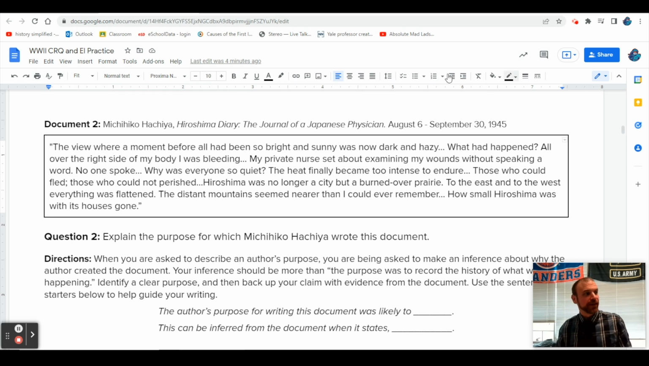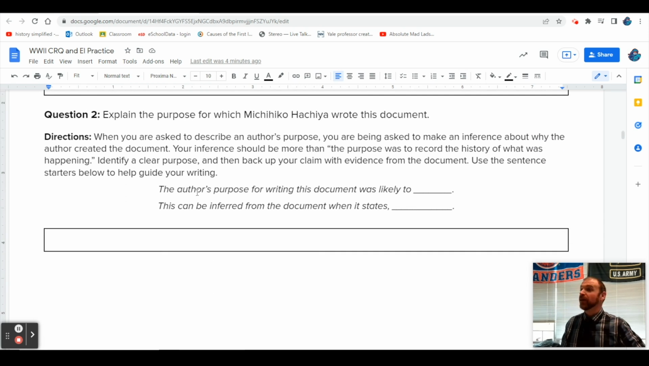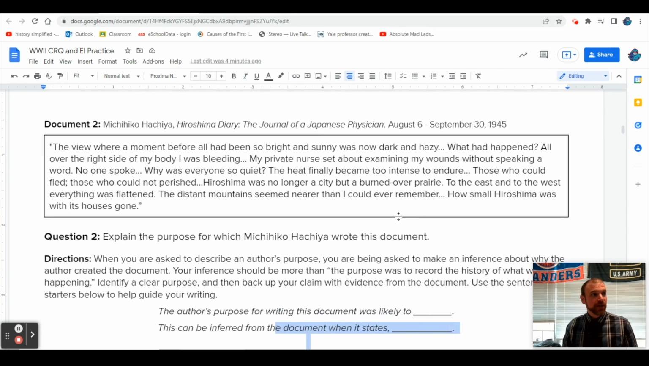So this question is asking the purpose for which this person wrote the document. And purpose means, again, why they wrote it. In this case, you have to make a claim about purpose and then back it up with evidence. So why do you guys think this person is saying all these things? How dark and hazy it was. The heat was too intense to endure. My body was bleeding. The city was flattened. What do you think this person is trying to accomplish here? It should be more than just the person was trying to record history.